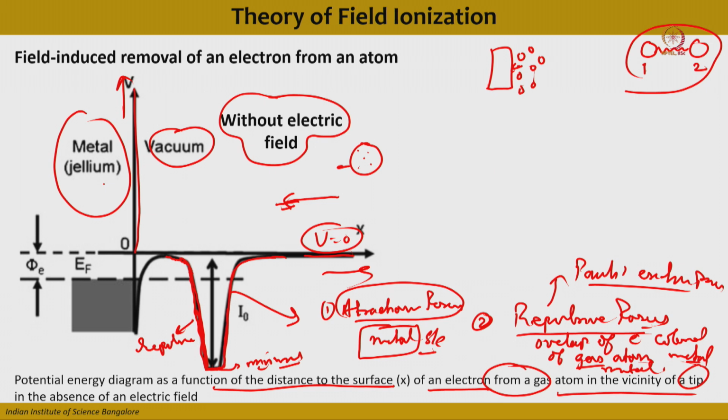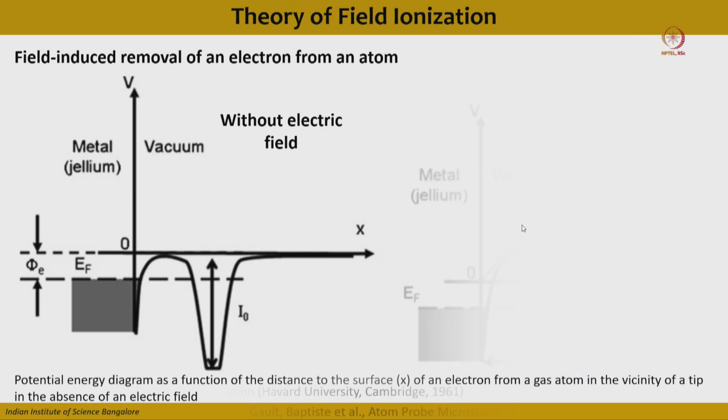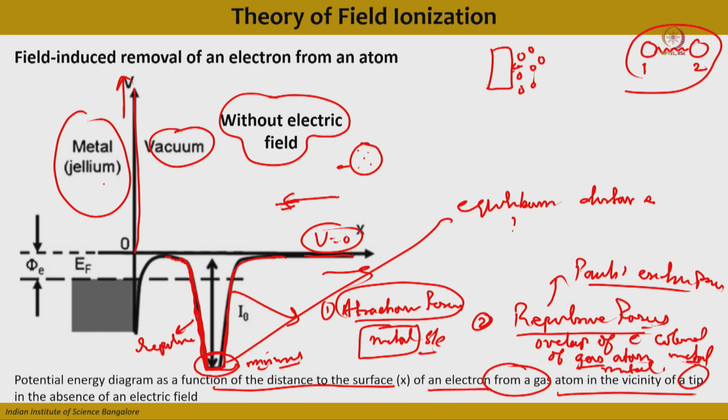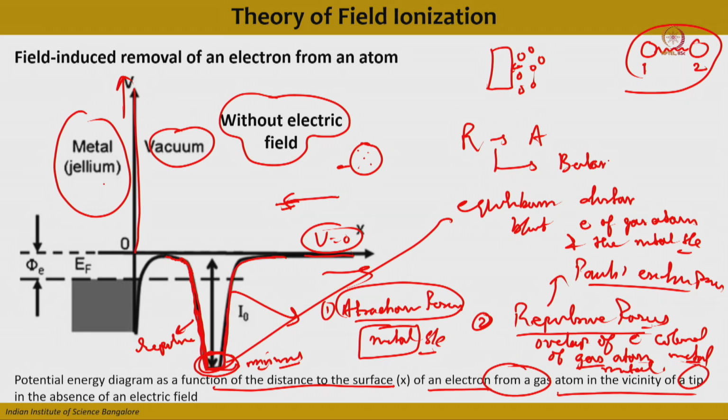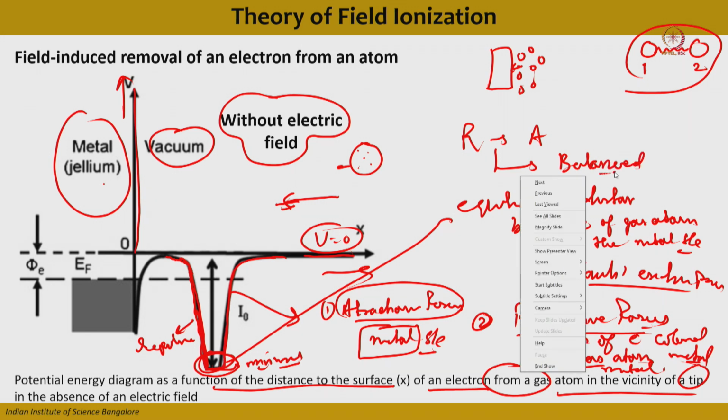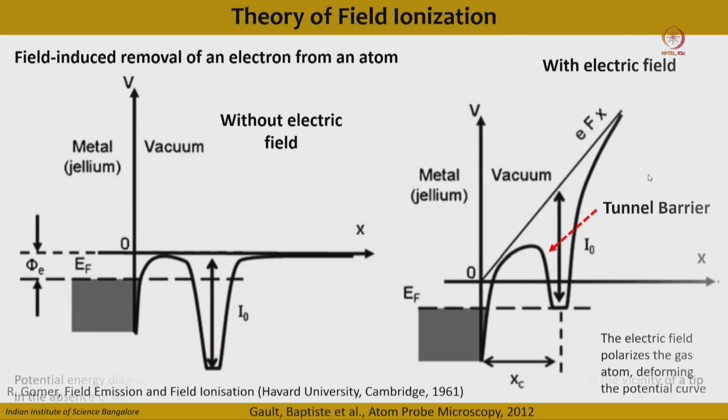Now the third point is the potential energy at the minimum potential energy position. This minimum potential energy position represents the equilibrium distance between the electron of the gas atom and the metal surface. So at this point, both the repulsive and the attractive forces are balanced. This is clear now.